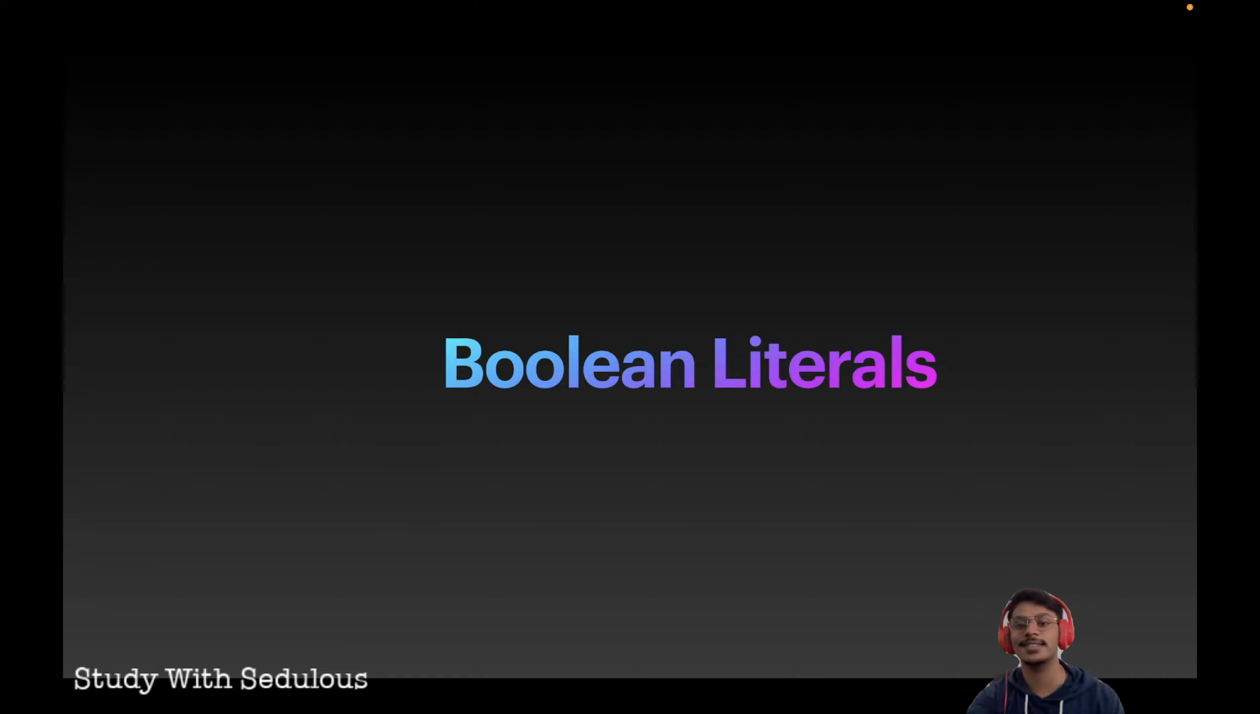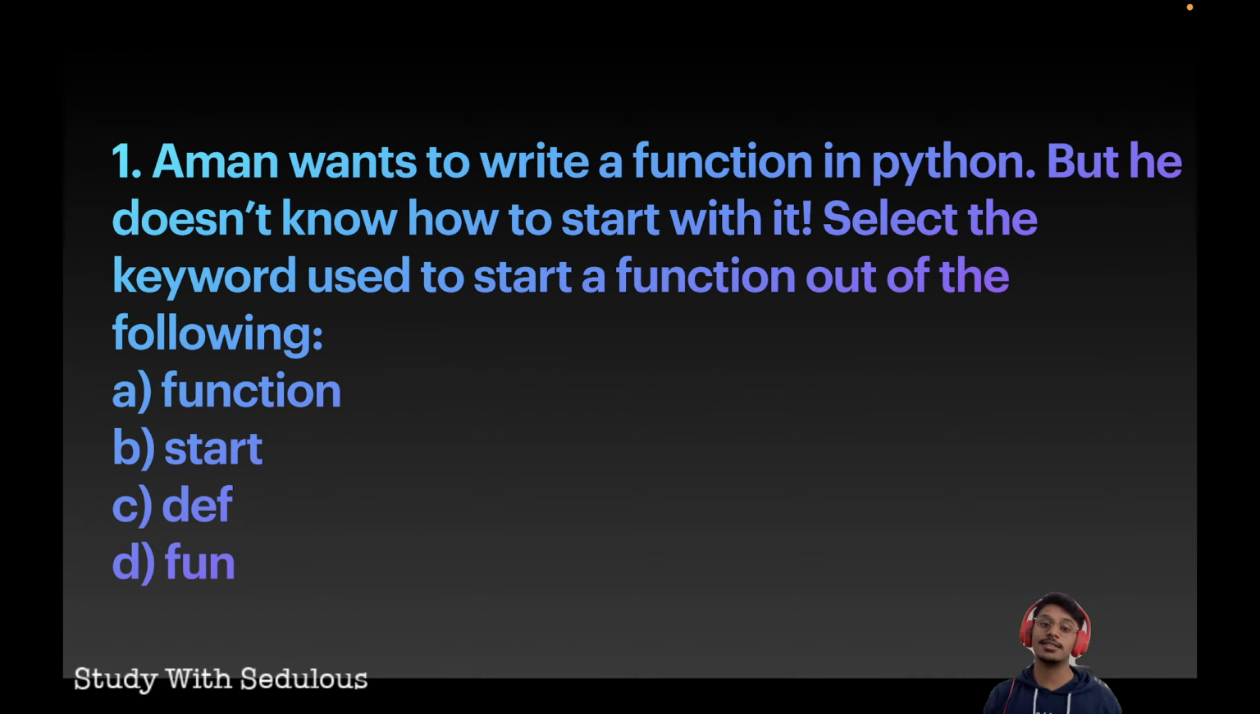A man wants to write a function in Python, but he doesn't know how to start with it. Select the keyword used to start a function out of the following. With what do we start a function? We start with def, then the function name, and then what do we want to write in that. That's how we use it.